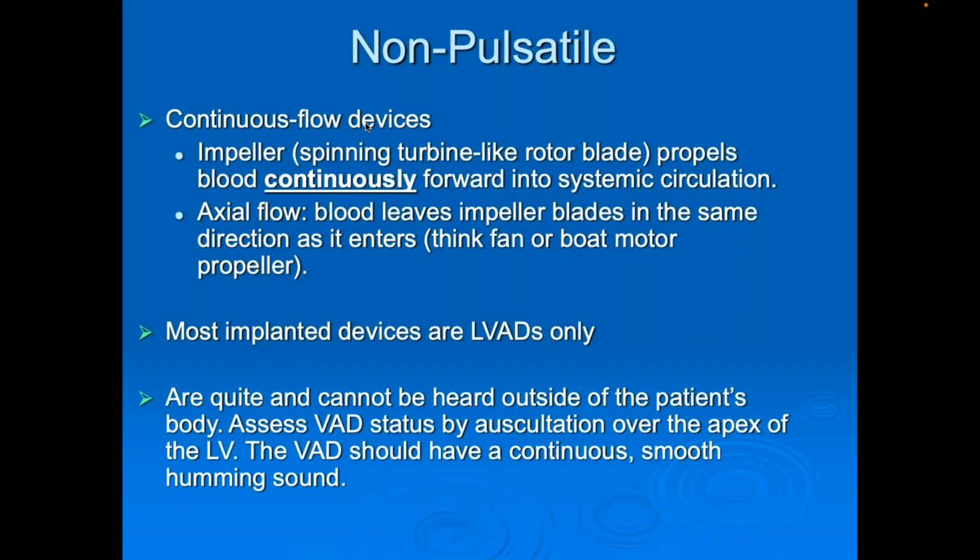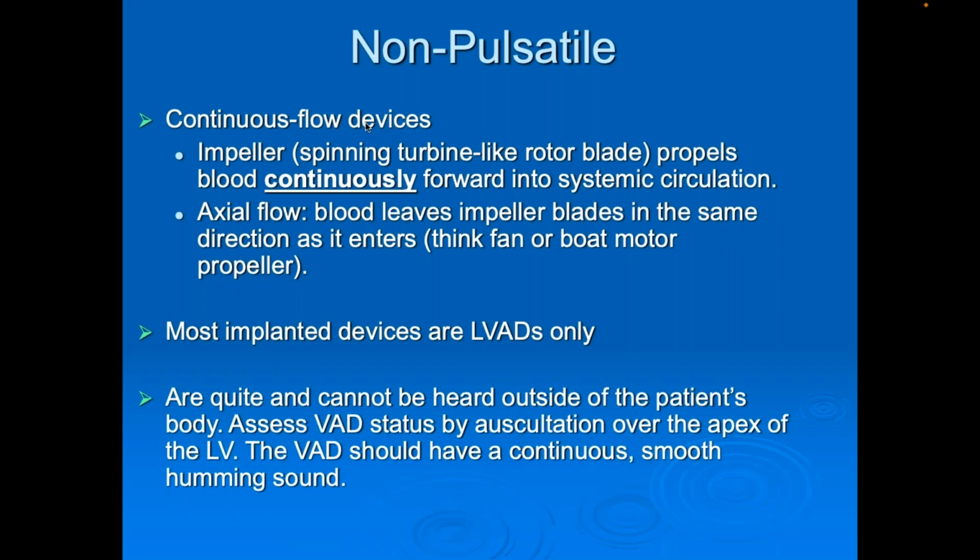There's an impeller, like a spinning turbine-like rotor blade, which propels blood continuously forward into the systemic circulation. The axial flow is when blood leaves the impeller blades in the same direction as it enters, think of a fan or a boat motor propeller. Most implanted devices are LVADs only. These are quiet and cannot be heard outside of the patient's body.